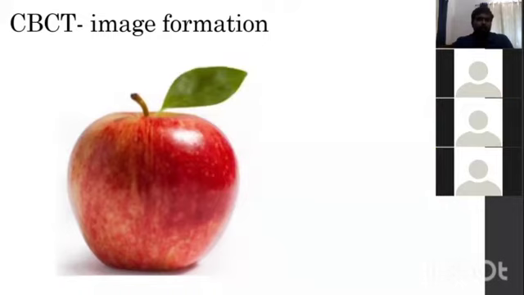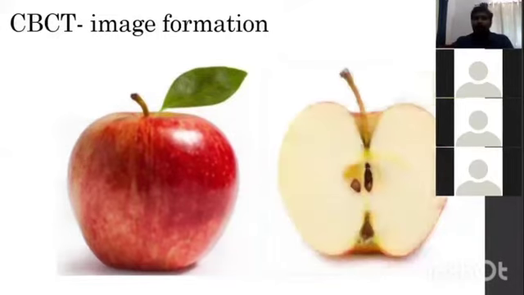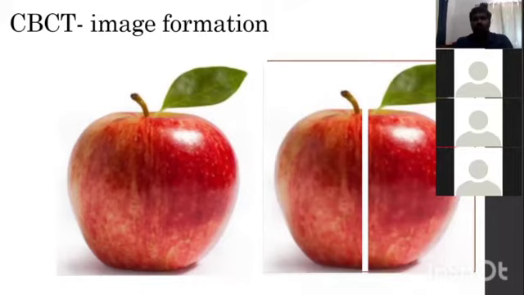But in CBCT, the first image taken by the CBCT is a 3D volumetric image in a single scan. This volumetric image is then reformed into axial sections, then coronal and sagittal sections. Along with the 3D view, we can also have two-planar images like axial, sagittal, and coronal images.